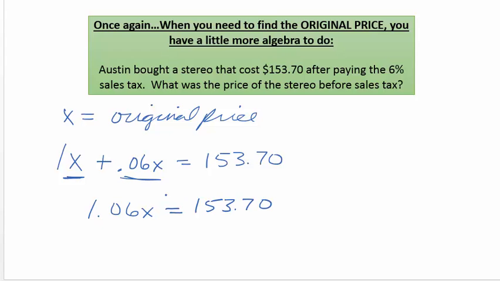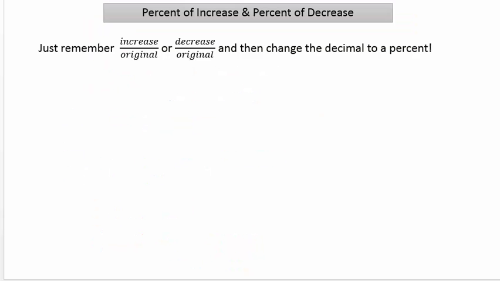And by the way, I can guarantee you there'll be at least one of these on your test, so take good notes, or check out the notes on Blackboard, or read the sections in the book. We need to divide by 1.06 on both sides to solve for x. And when I do that, I get $145. So it's $145 before tax, $153.70 after tax.